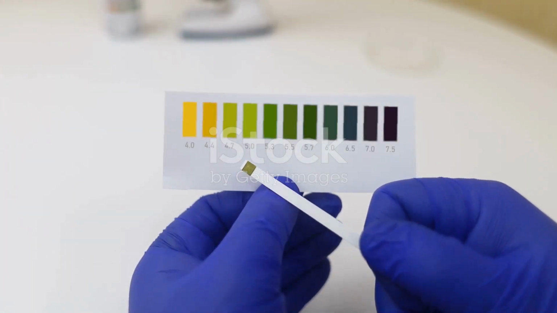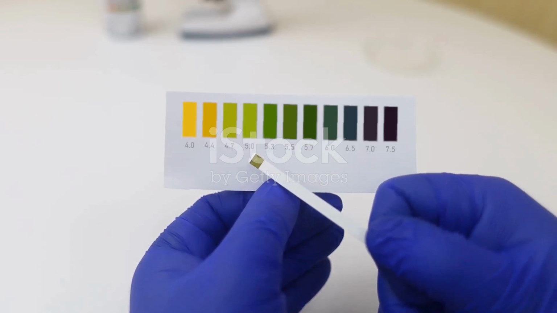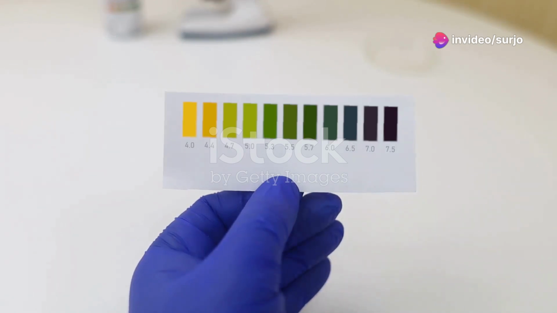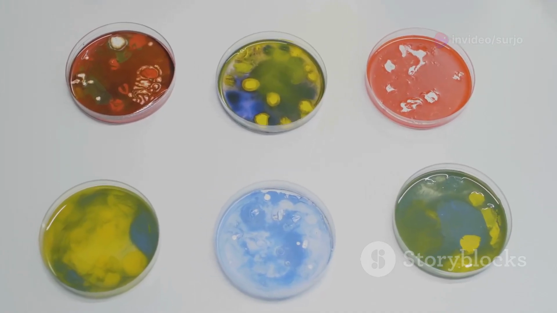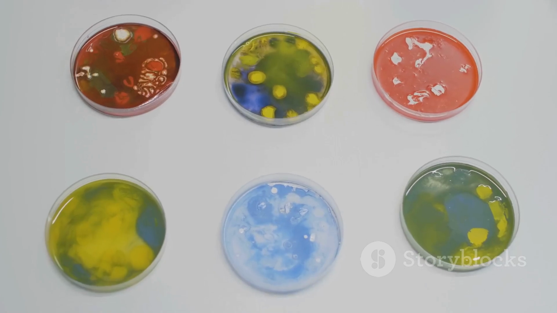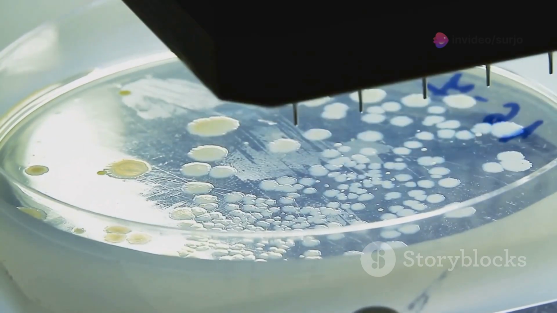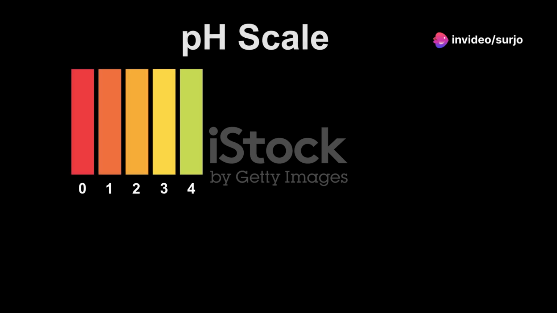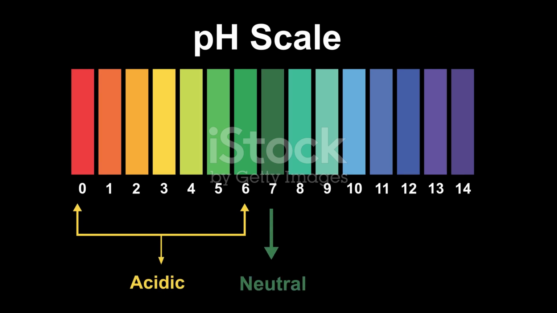Beyond temperature, the acidity or alkalinity of an environment, measured by its pH, also plays a crucial role in shaping bacterial communities. Like their temperature preferences, bacteria exhibit a wide range of pH tolerances, reflecting their remarkable adaptability to diverse habitats, from acidic volcanic soils to alkaline soda lakes. Based on their pH preferences, bacteria are classified as acidophiles, neutrophiles, and alkaliphiles.